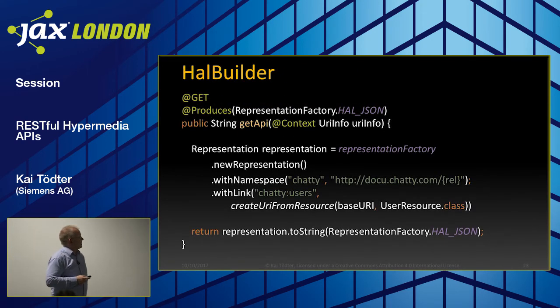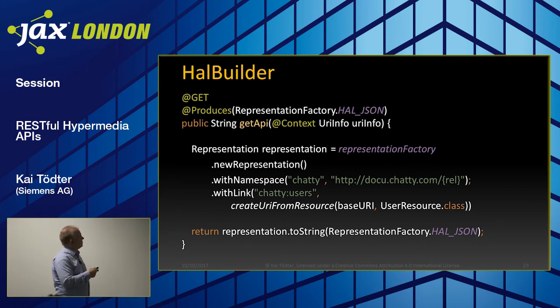So HAL Builder is another example for a low-level API. HAL Builder also has Siren support, but I think it's been in beta for a couple of years now. I'm not sure if this is used productively, but once you have an infrastructure library that can create the one representation, in this case HAL, it's of course pretty easy to create other representations like Siren that are similar.